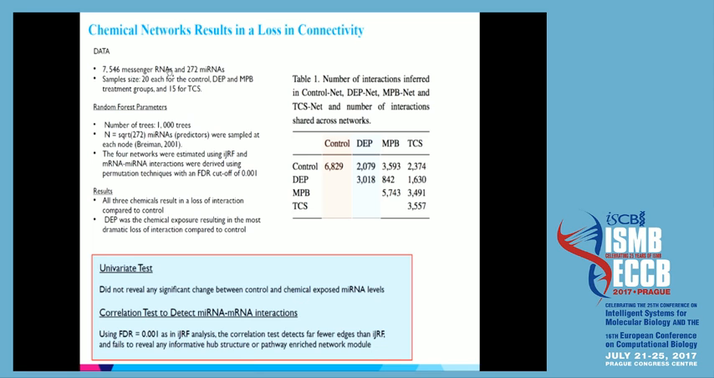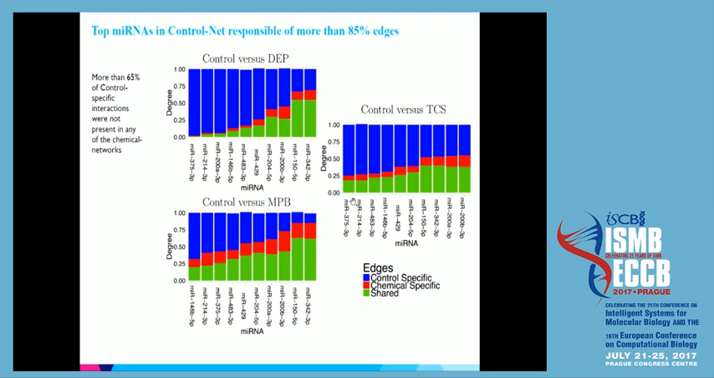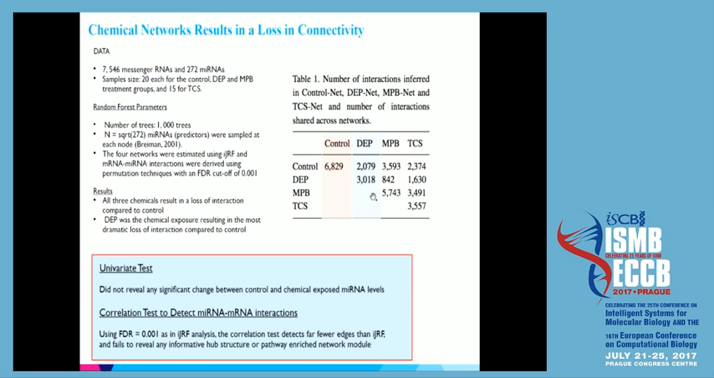And so what we did, we implemented our model, and the results are that all three chemicals result in a loss of correlation of interaction compared to control. Those are the number of edges for each network. This is on the diagonal. You see that in control we have almost 7K interactions. Instead for DEP it's less than half. And DEP is the chemical where we have a dramatic loss of interaction compared to control.